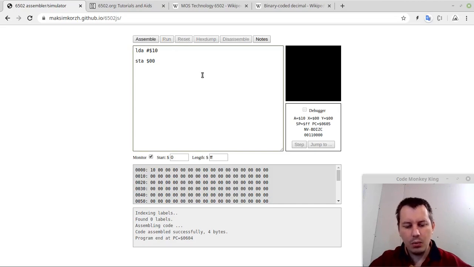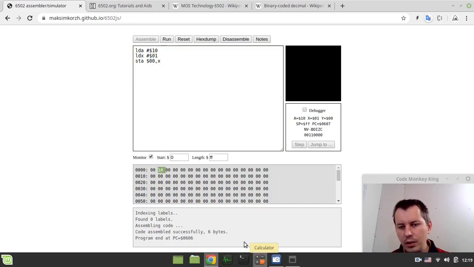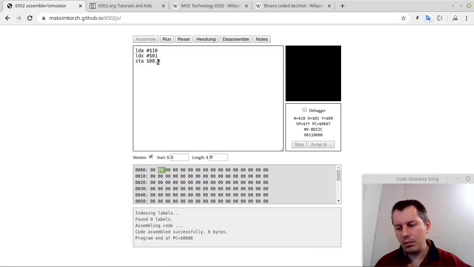So let's say we load the immediate value of 01 to the X register, and here we also specify the X register. In this case, assemble and run. You see this is stored not at 00, but at 00 plus the offset of X, which is equal to 1. All right. So I hope this is clear. So this can be done in the iterative mode, which is really cool.